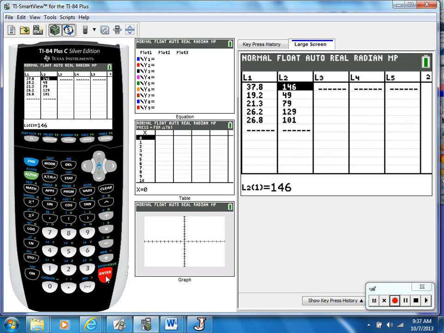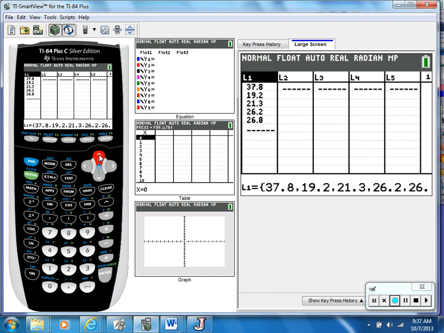So the first thing you want to do is clear out anything in there. Here's how you do that. Here's the quick way to do it. You go up and you highlight the list you want to clear. See how L2 right now is highlighted? I click the clear button and I click enter. And it clears everything out of that list at once. Let me do the same thing with L1 just so you can see that. I go up, I highlight L1. I click clear. Then I click enter.